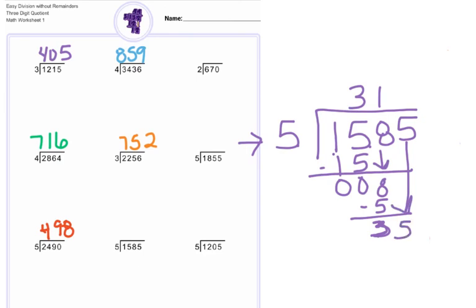And we can do our multiplication now. How many times can 5 go into 35? And 5 can go into 35 7 times, because 5 times 7 is equal to 35. And 35 minus 35 is 0, so you don't have a remainder. Your answer is 317.